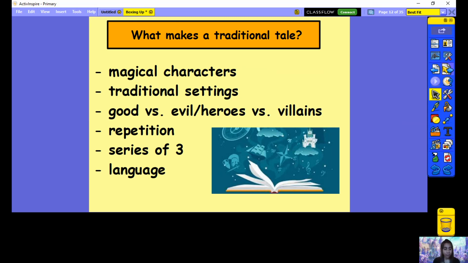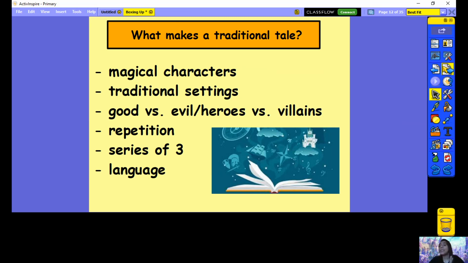So I'll give you a few examples. 3 little pigs, 3 bears, 3 billy goats gruff. When you have a fairy godmother, how many wishes does she grant you? And then you have the typical traditional tale or fairy tale language, such as once upon a time.